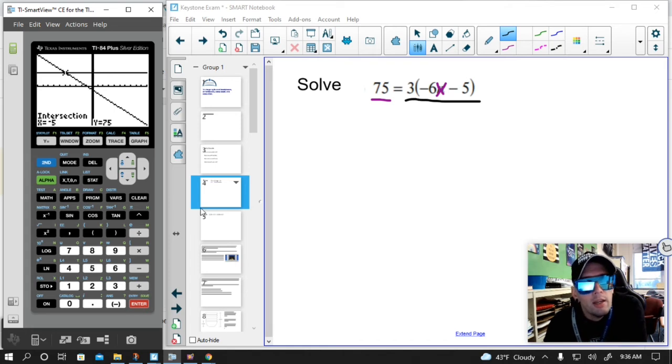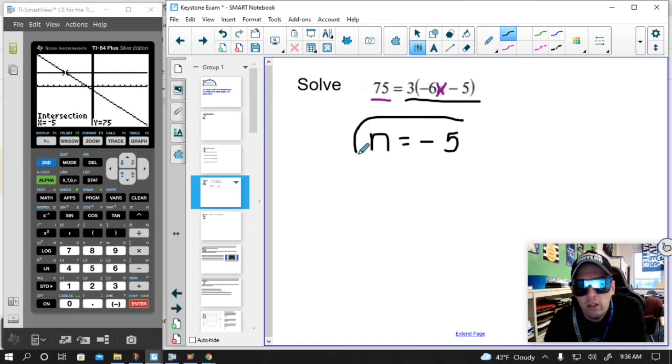Now, I care about x. I don't care about y. Do you see y in this problem? No. And I created the x. So what was x? N? So x equals -5, which means my answer is n equals -5. And that, ladies and jelly spoons, is how it's done.